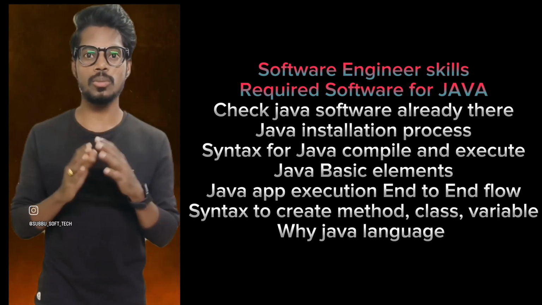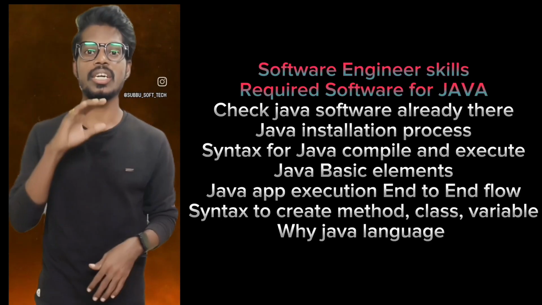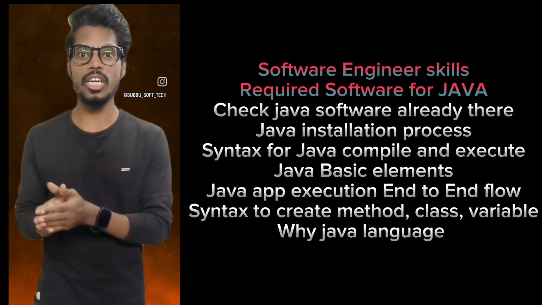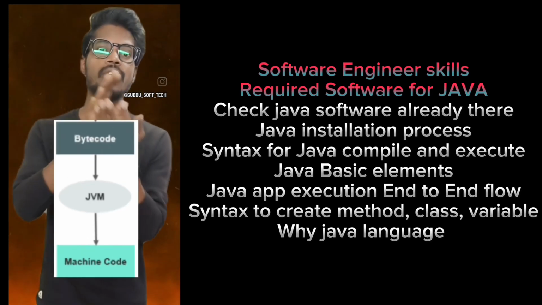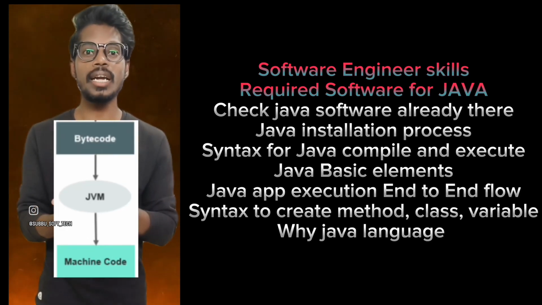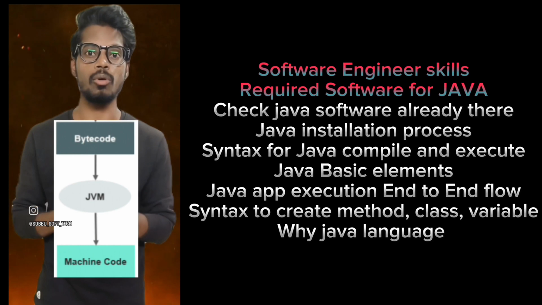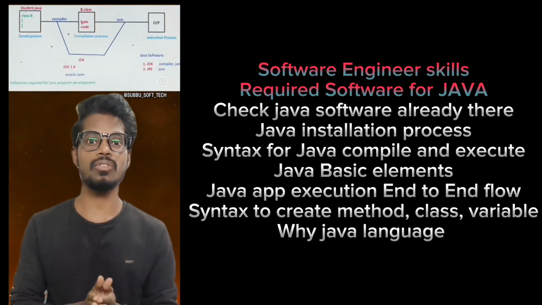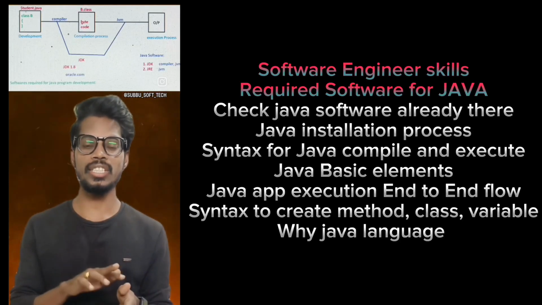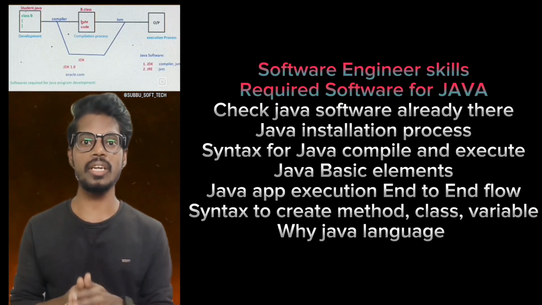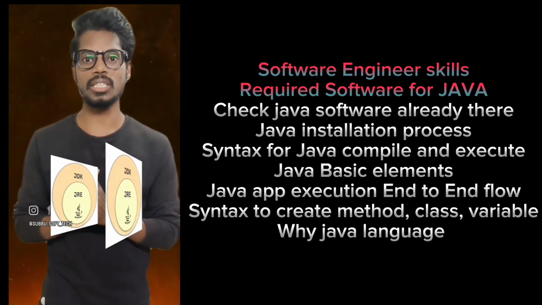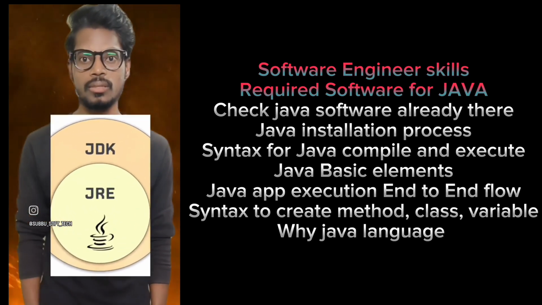JVM software is responsible to do the execution process. It will utilize bytecode. That bytecode will be converted into your current operating system understandable code. So compilation process will be there, execution process will be there, so both compiler and JVM software are required. Both are available in the JDK software. In the next video, we will discuss how to install JDK software.